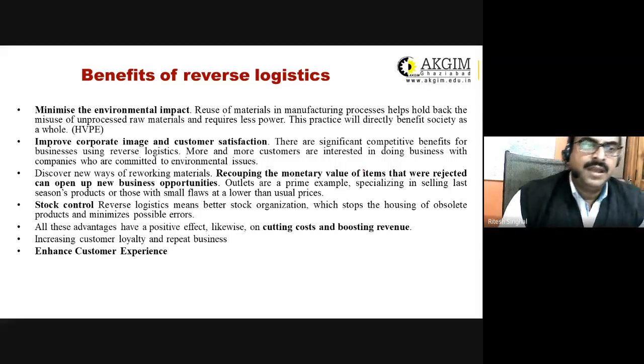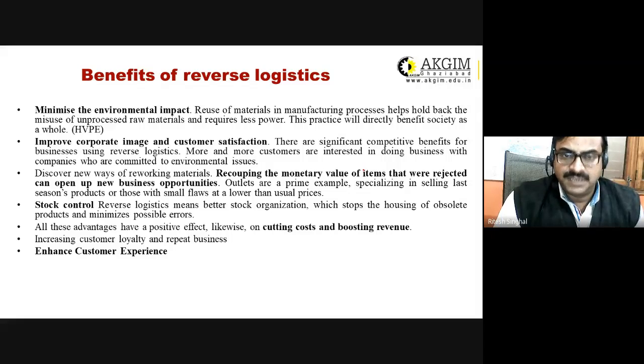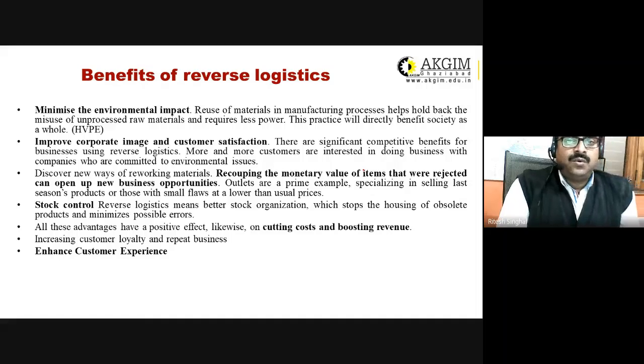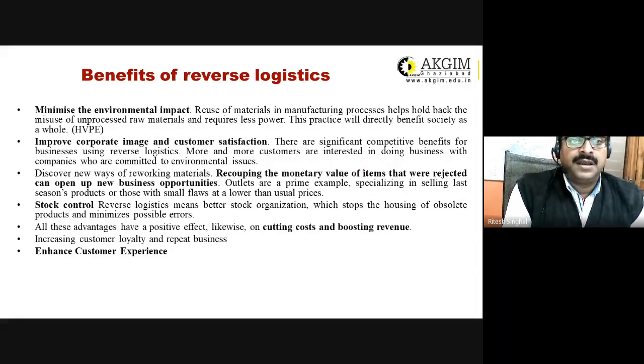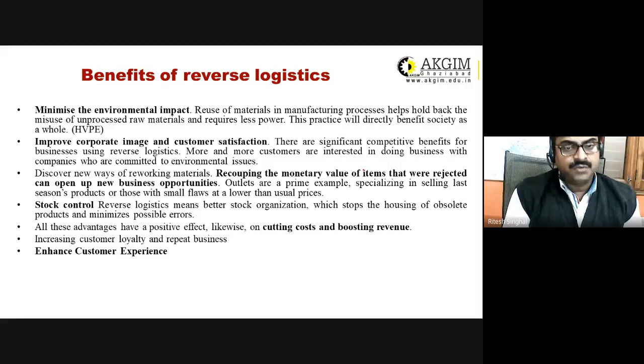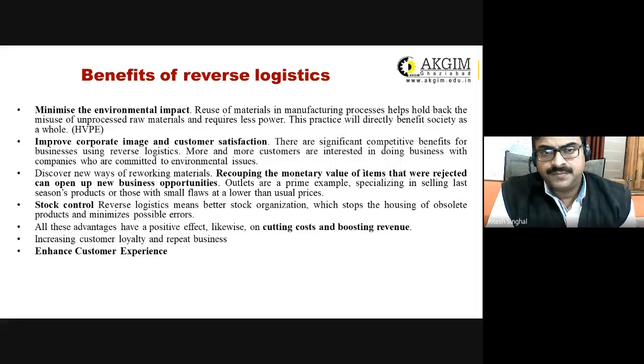Number two, improved corporate image and customer satisfaction. Because you may be a company which is reusing the old products, and you are very committed to environmental issues. So obviously there is an improved corporate image, and customers are also talking about you because you are very much concerned about the environment.